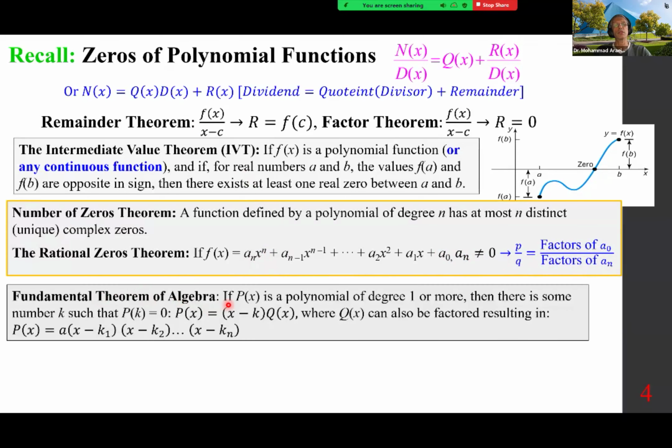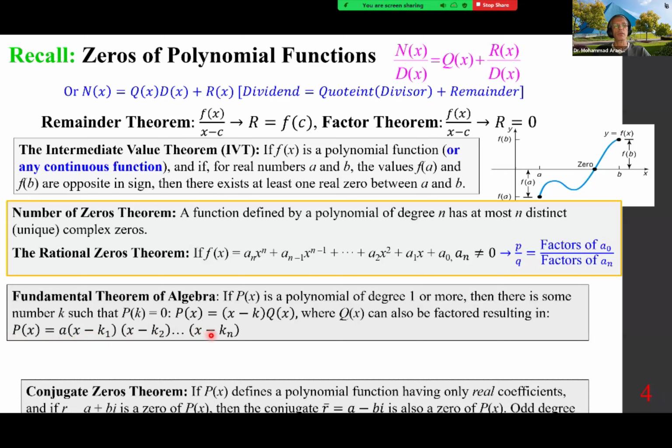The fundamental theorem of algebra indicates if p of x is a polynomial of degree 1 or more, then there is some number k such that p of k equals 0. Then p of x equals x minus k times q of x. And when you expand that, where q of x can also be factored, resulting in p of x equals a times x minus k sub 1 all the way to x minus k sub n.